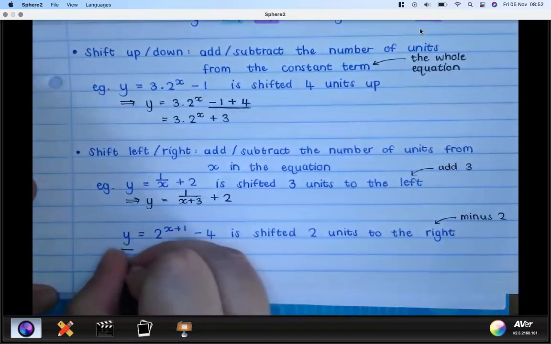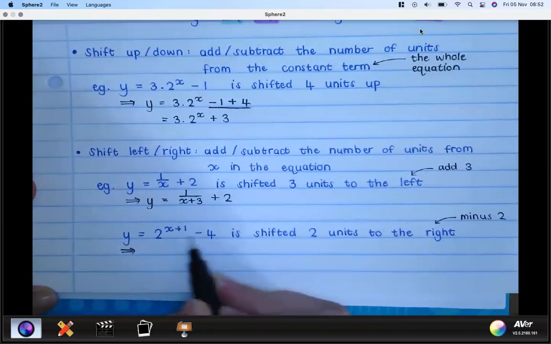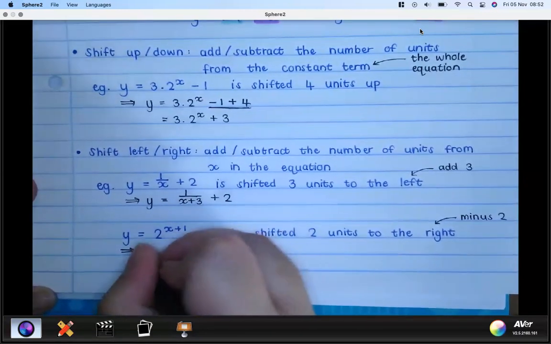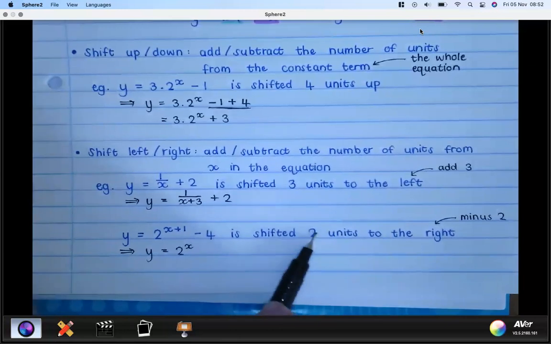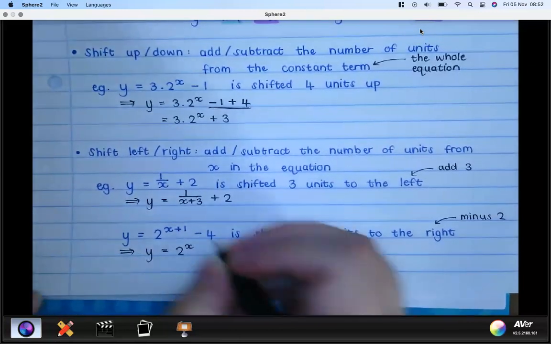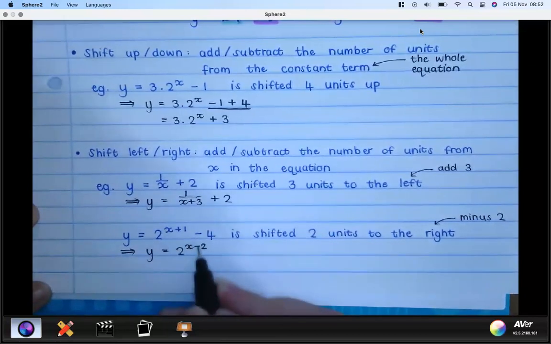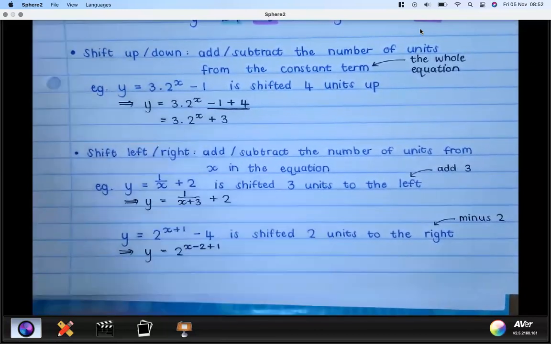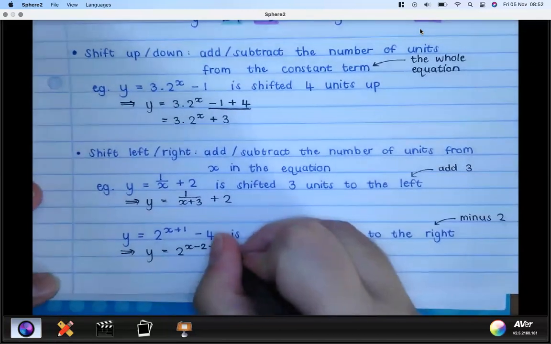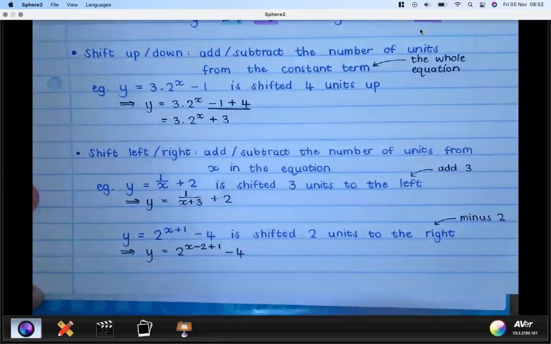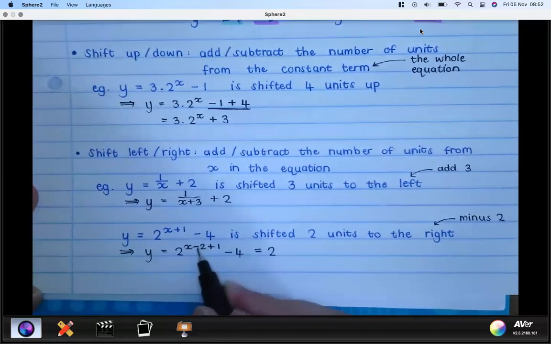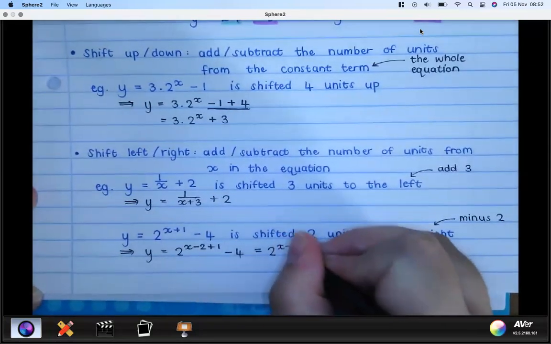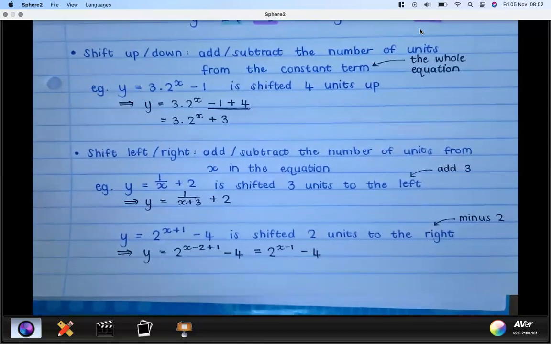Okay, so now what I want you guys to notice is that there is already a plus 1 there. So that's slightly different from this one. If we have 2 to the x, now what must I do to my x when I'm shifting 2 units to the right? I have to minus 2. So x becomes x minus 2, but there was already a plus 1 there. We can't discard that plus 1. And we also can't discard that minus 4. That also has to stay there. All right, so now I must just actually simplify that. So I'm going to have 2 to the power of x minus 2 plus 1, negative 1. So x minus 1, minus 4. Now, guys, let's just quickly think. If we compare these two graphs, right?